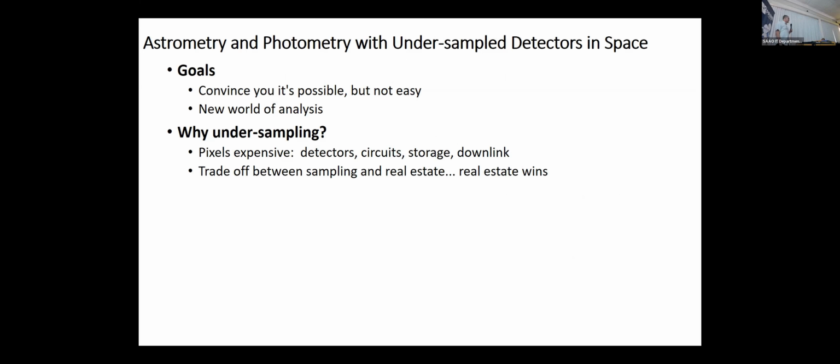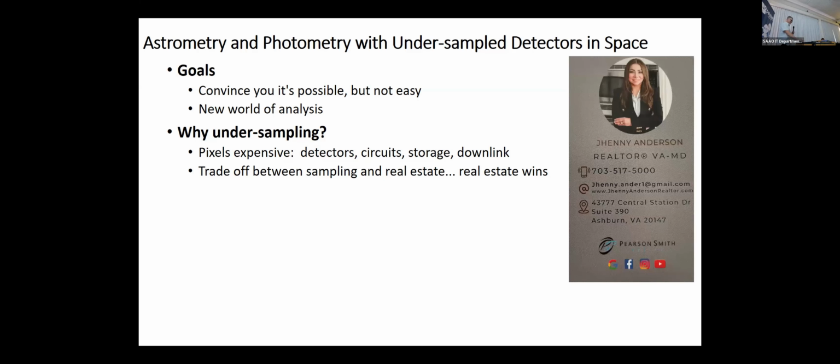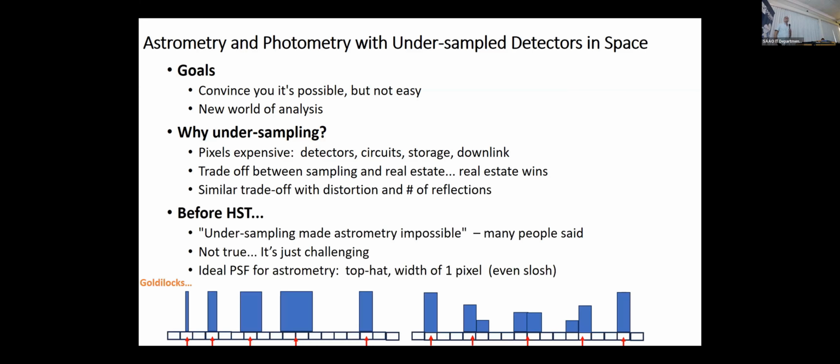The question is, well, why do we have to deal with undersampling? People on the ground ask these questions all the time. And the reason is that pixels are expensive. Pixels in space are very expensive. And there's a natural trade-off between circuits, downlink, all these things are expensive. So there's a natural trade-off between sampling and real estate. And my wife is an agent, and real estate always wins. Real estate takes priority. So there's a similar trade-off with distortion.